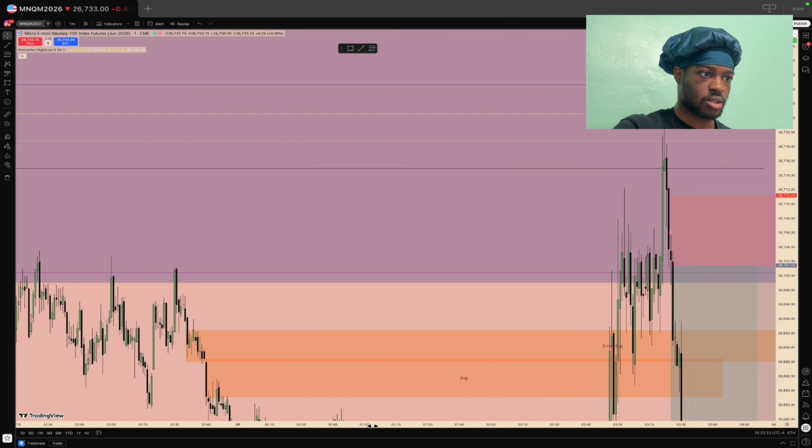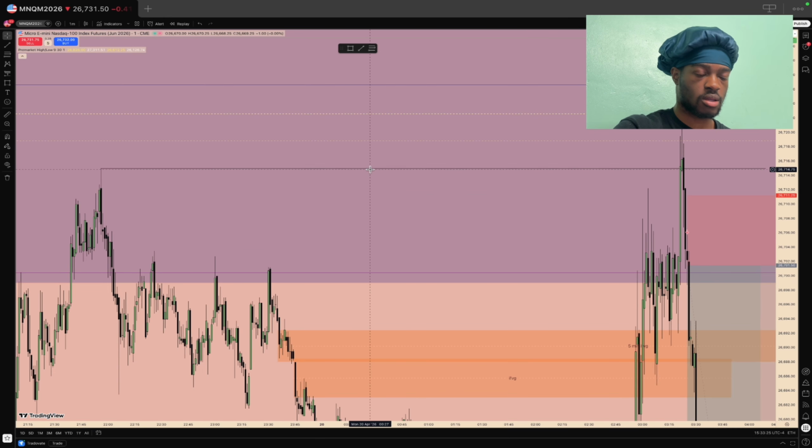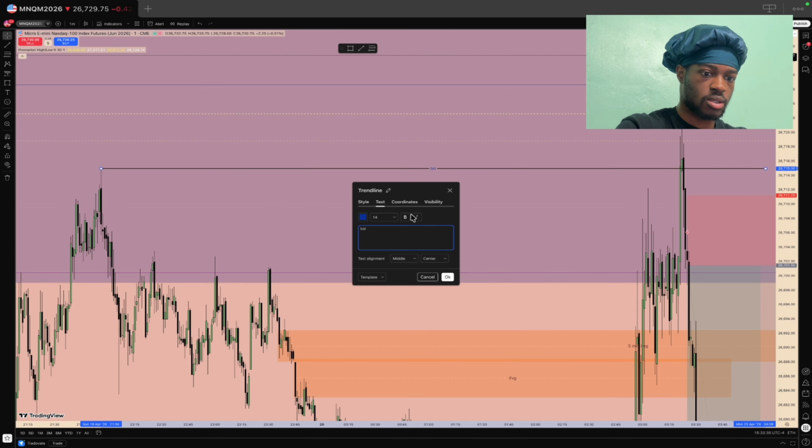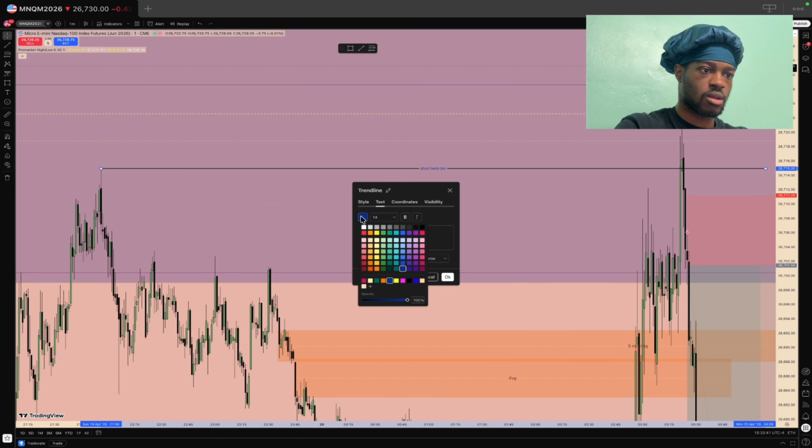I should have labeled it, but it's fine. This high here. I also posted on Twitter, so I will label it actually. Buy side liquidity or short term buy side liquidity. And let me just make that black. Yeah, cool. You can make it a bit bigger. Cool, I made it a bit bigger.